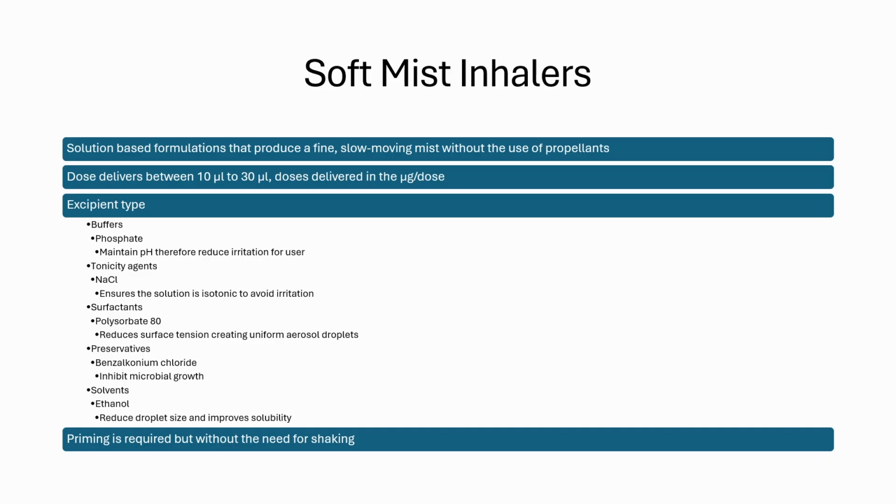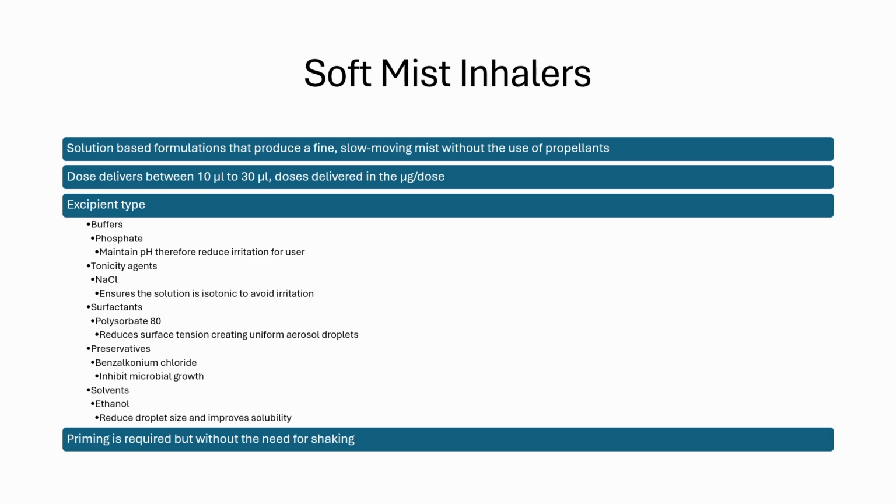Soft mist inhalers are propellant-free inhalers that produce a fine, slow-moving mist. The mist is generated via the transfer of mechanical energy utilizing a tension spring, which when activated forces the liquid through the mouthpiece. They typically deliver between 10 to 30 microliters per dose, and the actual dose delivered is usually lower when compared to dry powder inhalers and delivered doses in the microgram per dose range.